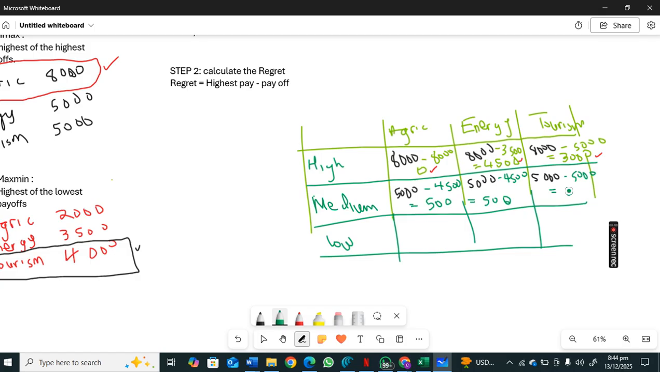So when demand is medium and you choose to invest in agric, not tourism, you lose 500. If you choose to invest in the energy sector, not tourism, you lose 500. If you invest in the tourism sector, you don't lose out anything. Okay, so we've got the regrets for medium.